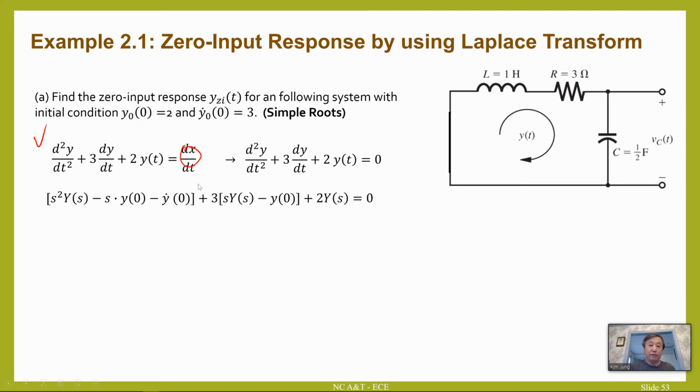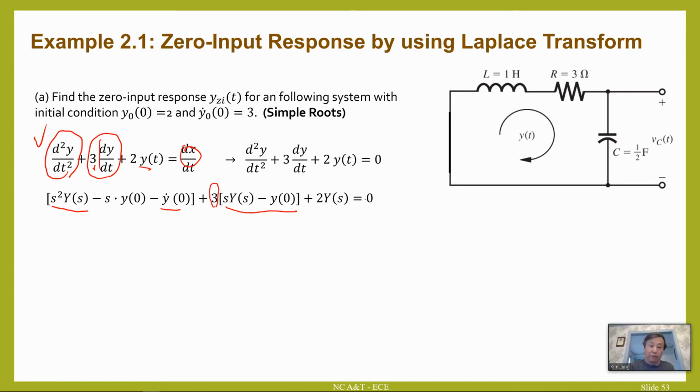So first one here, this is a second order system. We have s squared y of s, and 2 initial conditions, minus s y of 0 minus y dot of 0. This y dot is the derivative of y at t equals 0. And then second, frequently I found students make the mistake of forgetting the 3. This 3 is here, and only this one is s y of s minus y of 0, and then plus 2 y of s equals 0.